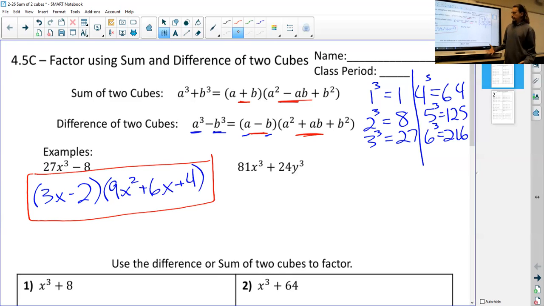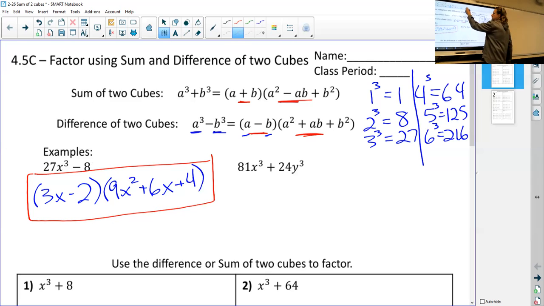So all we did is we just factored it out. And this would allow us to figure out some of the solutions. Like we could set 3x minus 2 to 0. We could set 9x squared plus 6x plus 4 to 0, and then use the quadratic equation to get our other 2 remaining solutions. But that's all we need to do right now, just factor. Okay, not too bad. Let's try one more.